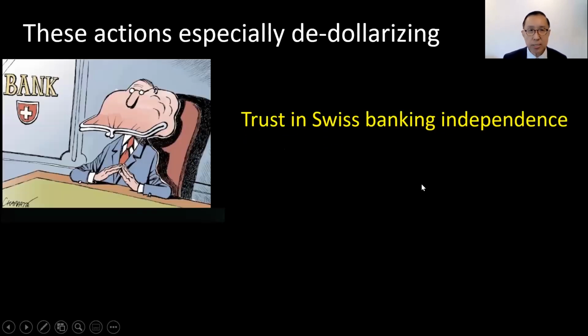But these two actions are especially de-dollarizing. Number one, Swiss banks came out to impose sanctions on the Russian system, Russian millionaires as well. And you see, this has never happened before. Even in the Second World War, the Swiss banking system was neutral. Germans could go to a Swiss bank to get their money. Britons could go to a Swiss bank to get their money. But not this time round. The Swiss have come in to attack the Russians as well.